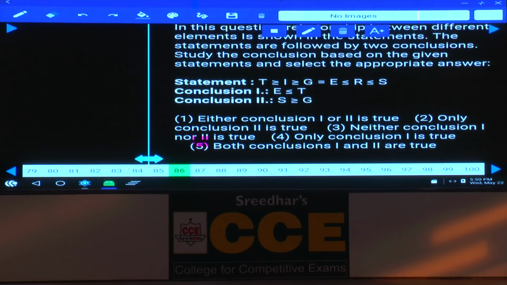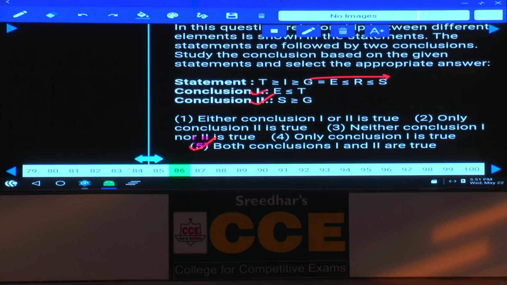Then question number 86, relation between T and E. Now T greater than or equals to E means E lesser than or equals to T, definitely true. S and G. Now between G and S, G lesser than or equals to S means S greater than or equals to G is also true. Hence both the conclusions follow, that is choice 5, isn't it?